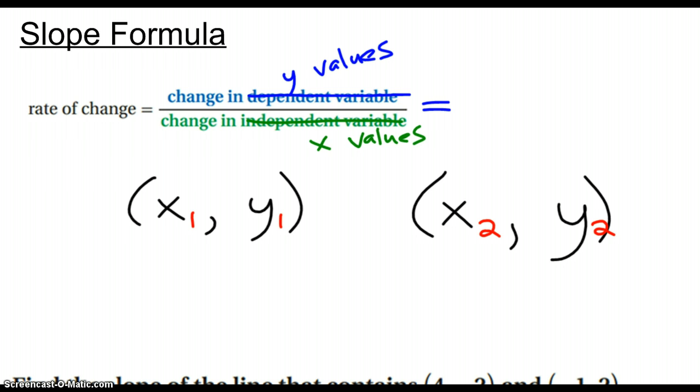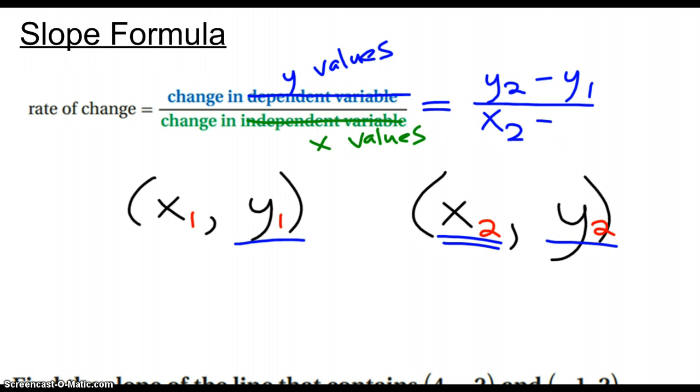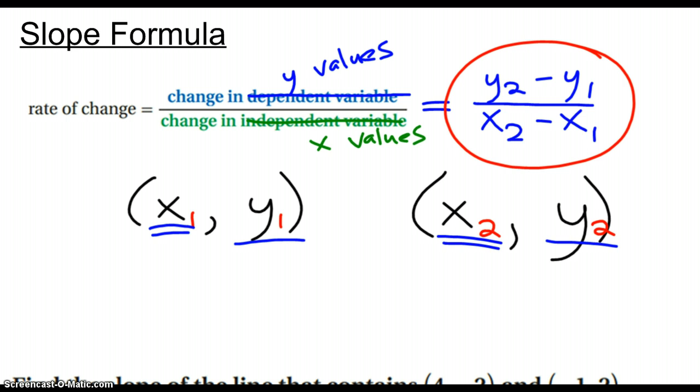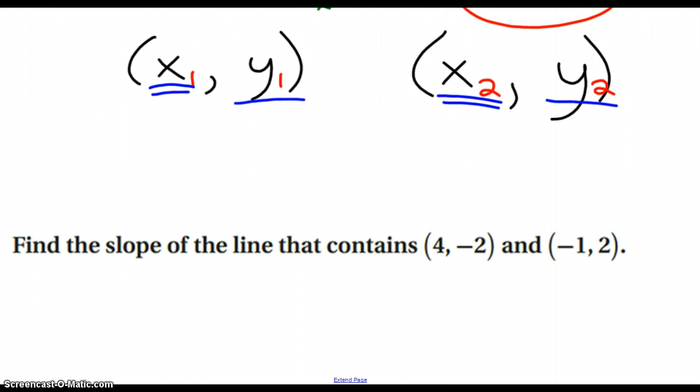So what would be the change in my y values? Well, that would be y2 minus y1. And the change in my x values would be x2 minus x1. And you always have to go in the same order, okay? So I could do x1 minus x2 and y1 minus y2. Doesn't matter, we can go either way, but as long as we have the difference of the y values and the x values, we can find the slope. So this is your slope formula. For 8th graders, that'll be on the MCA formula sheet.